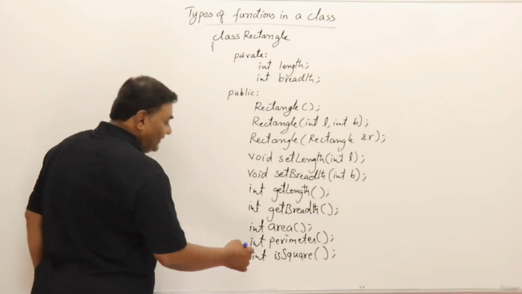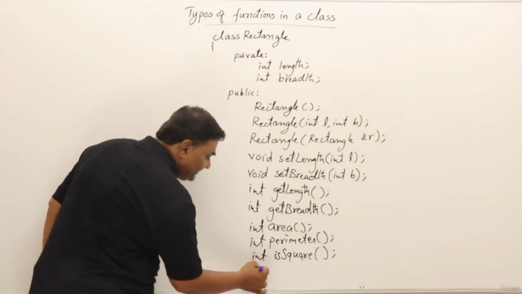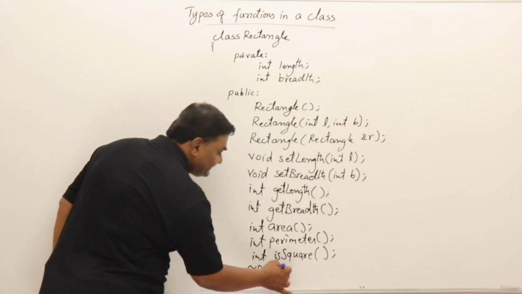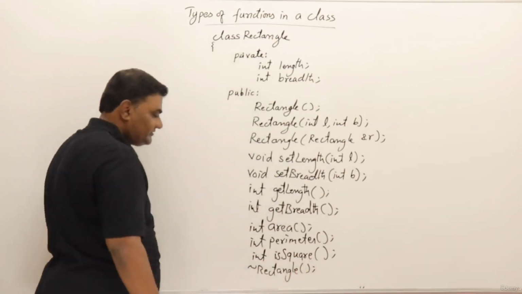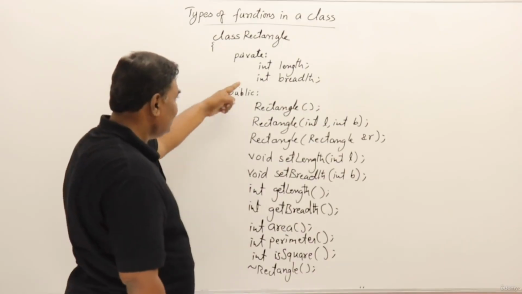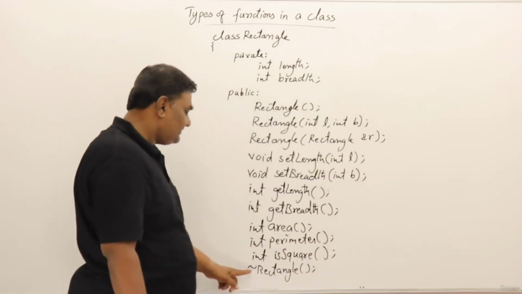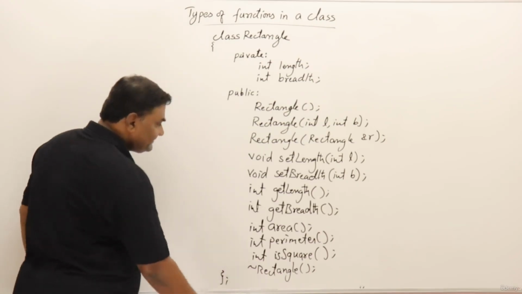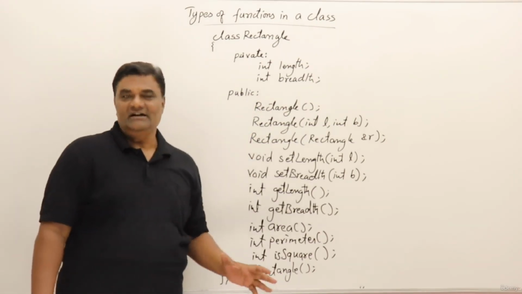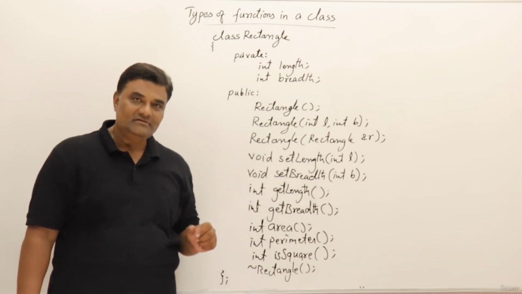Then lastly, a destructor function. We have not discussed this one, so we will discuss it after some time. So this is a destructor function, which will be the same as the class name, but a tilde sign is used. That's all, close of class. Now this is a complete class for rectangle.